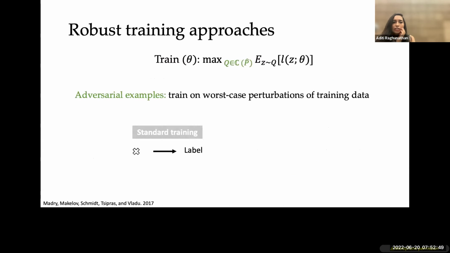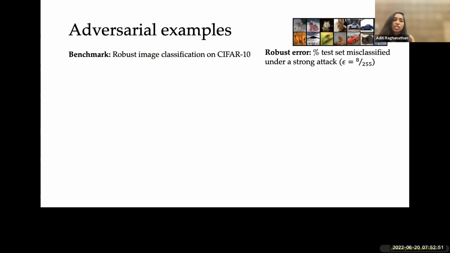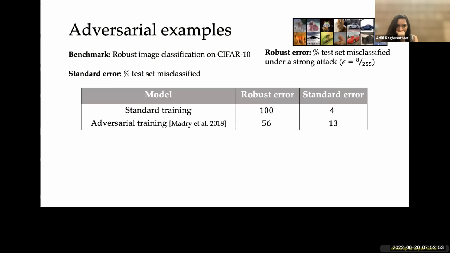I'll skip over these and just show some numbers. So like I said, if you just did evaluation, things look really bad. So standard training, if you just did that, for example, your robust error is 100, even though your standard error is really low. So you can do this robust training or adversarial training, which is basically minimizing on the training set. The robust error improves, but it's not great. And you see that the standard error also gets worse.